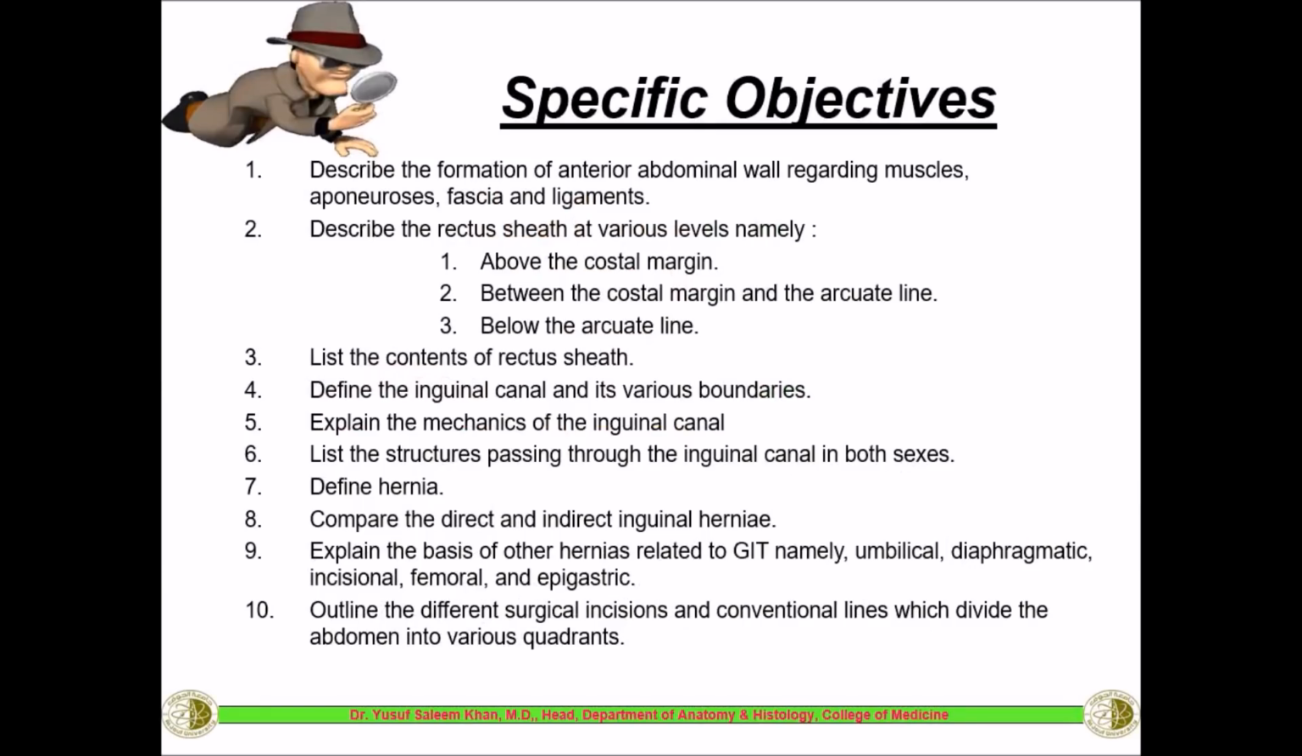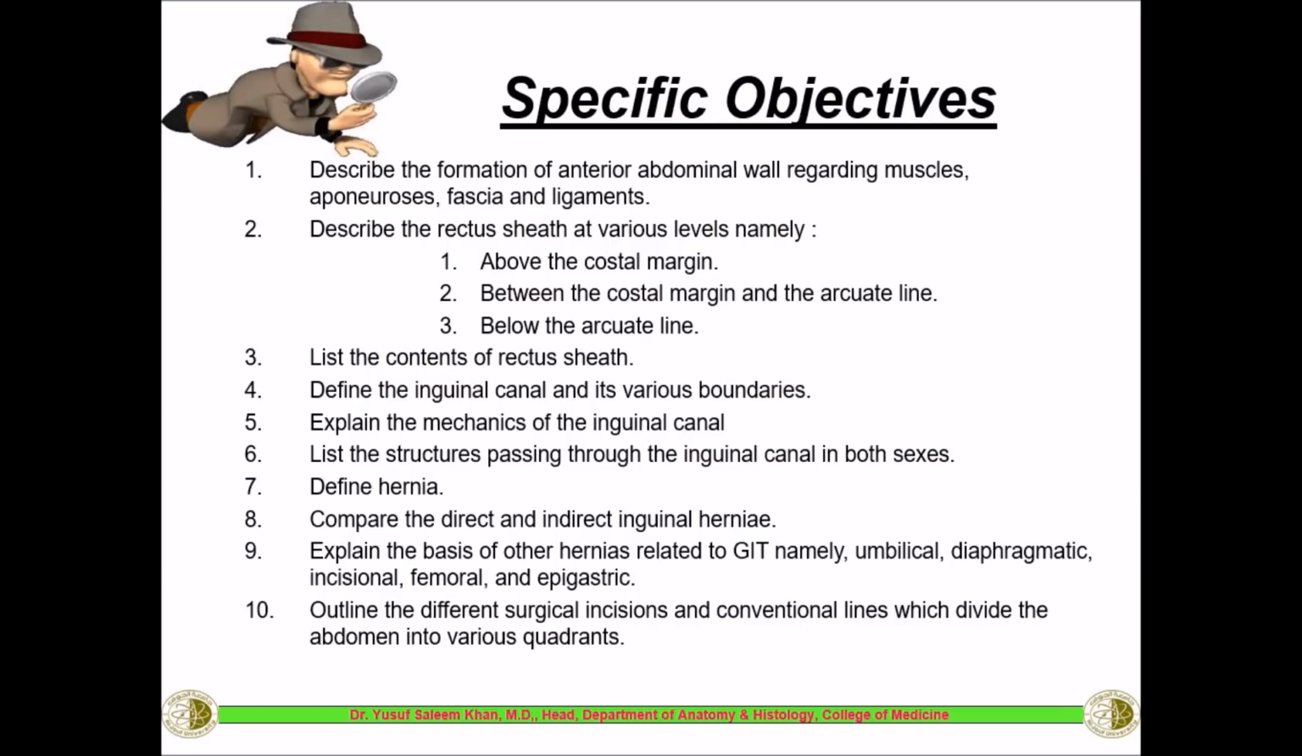These are the specific objectives which we will cover in this lecture. The first one is describe the formation of the anterior abdominal wall regarding its muscles, aponeurosis, fascia and ligaments. The second is describe the rectus sheath at various levels, namely above the costal margin, between the costal margin and the arcuate line, and below the arcuate line.